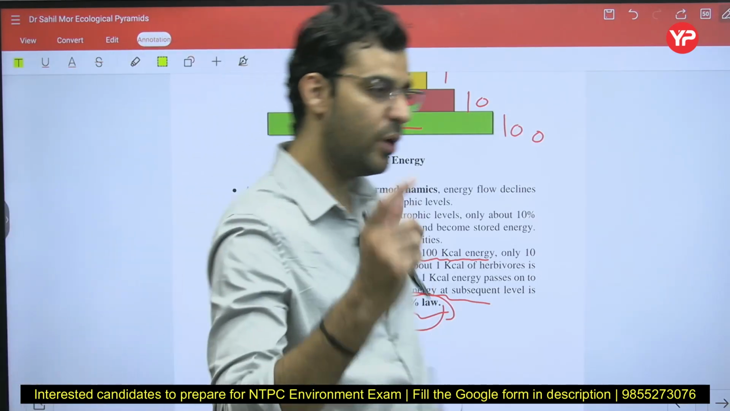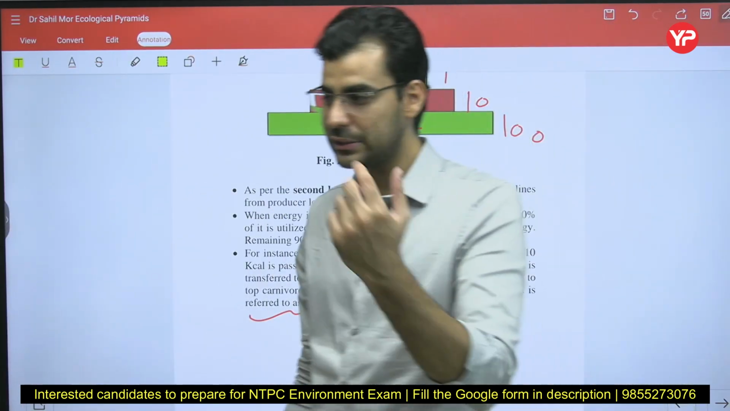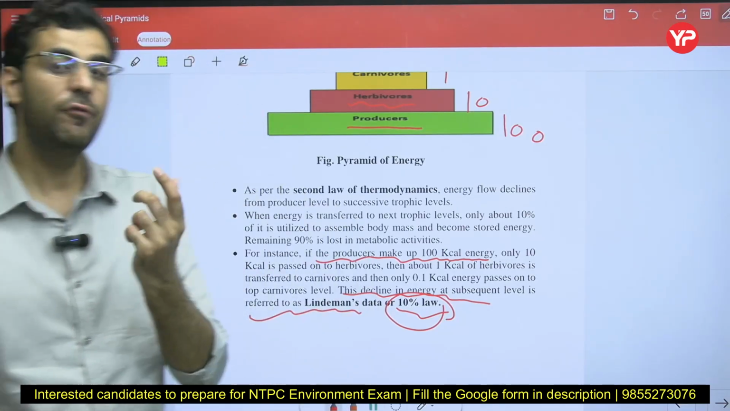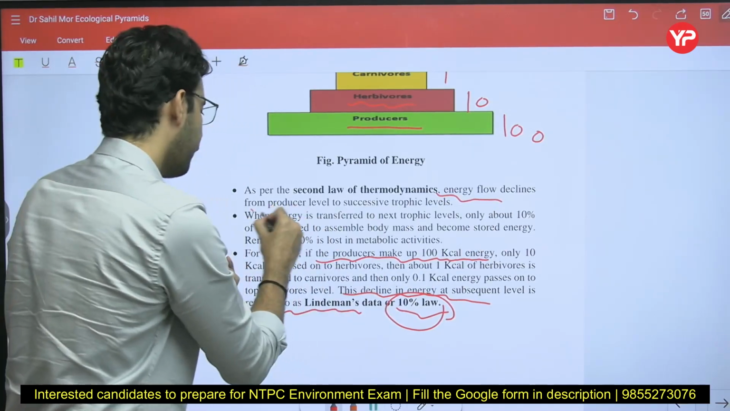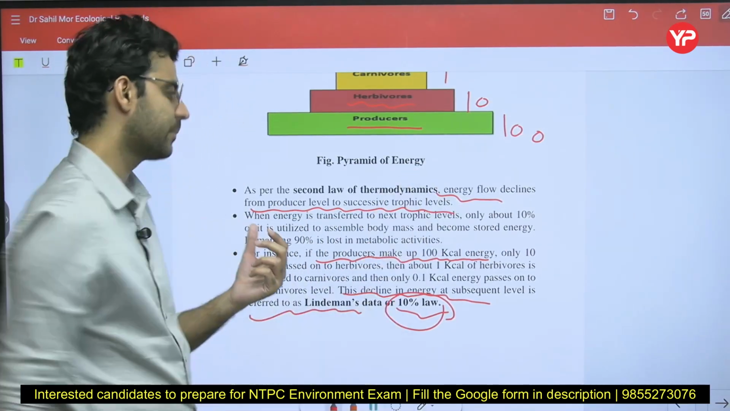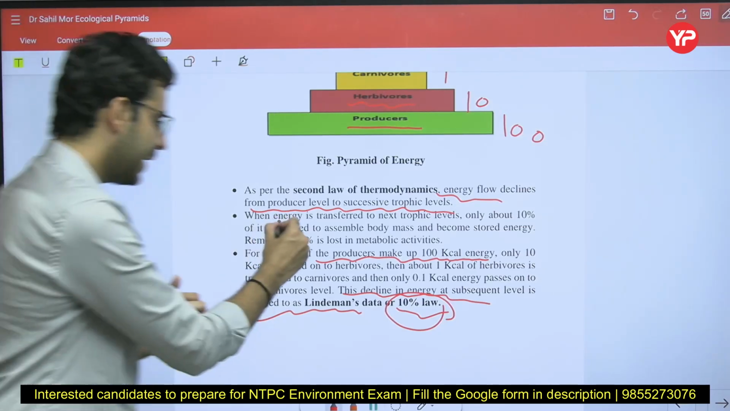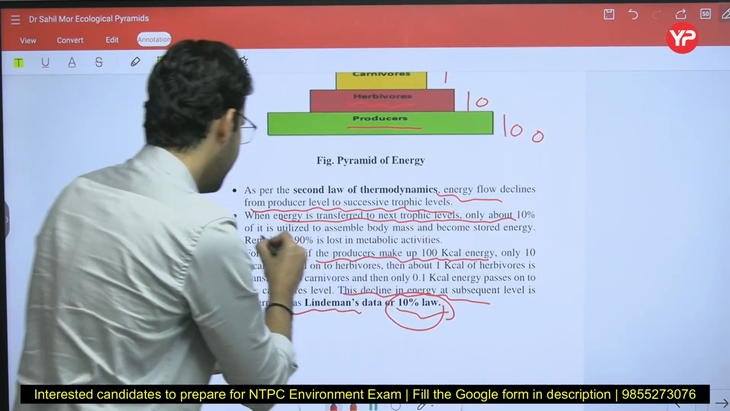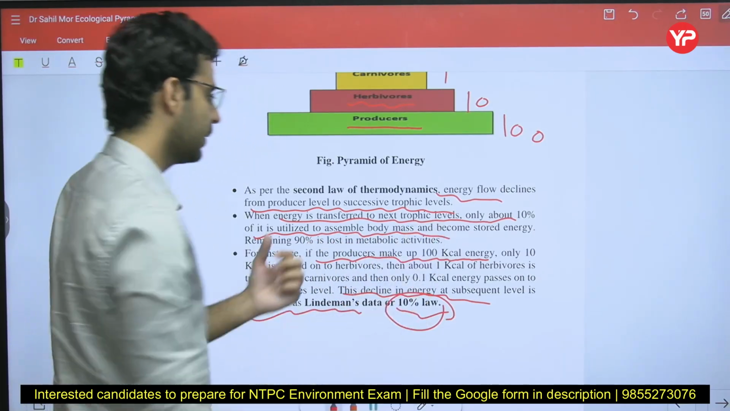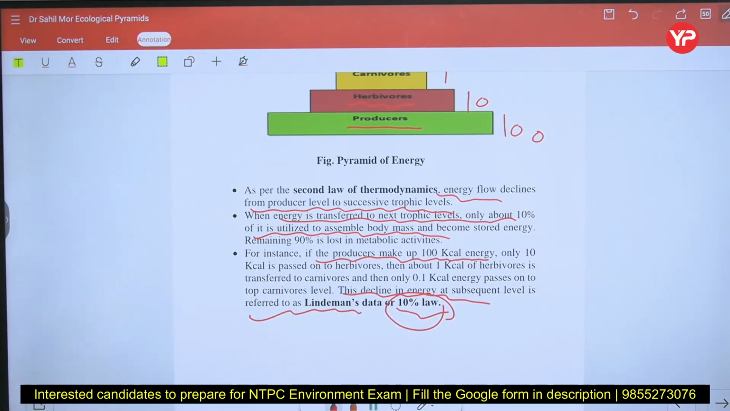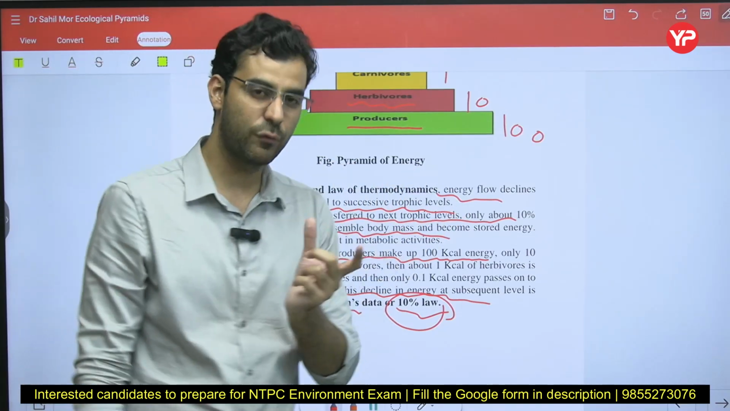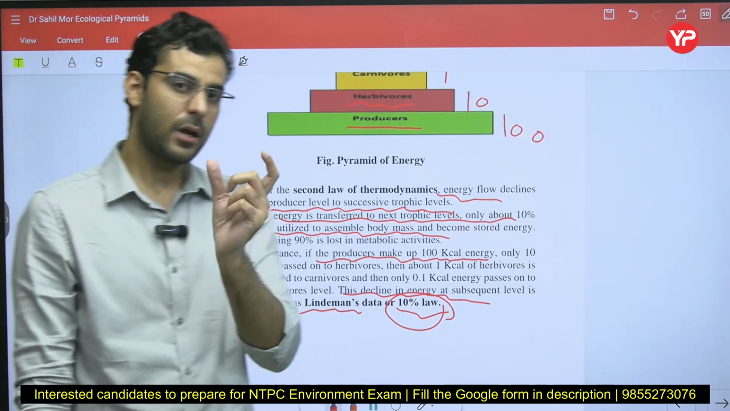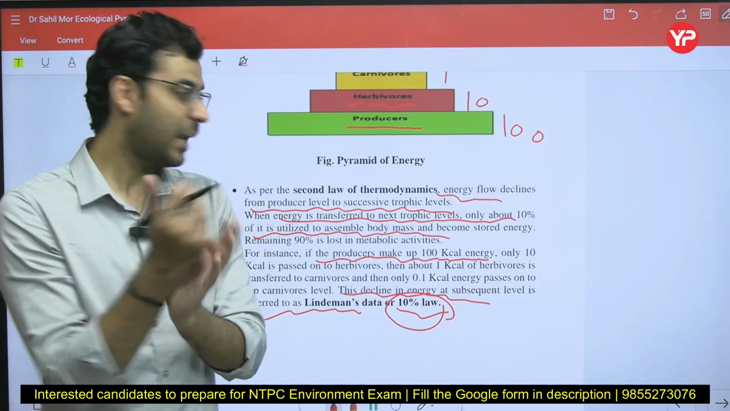Another important point for the pyramid of energy is that it follows the second law of thermodynamics, as energy flow declines from the producer level to successive trophic levels. When energy is transferred to the next trophic level, only about 10% of it is utilized to assemble body mass. It follows the second law of thermodynamics, and your energy reduces by 90%. Only 10% passes on.